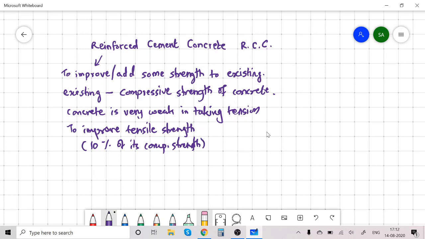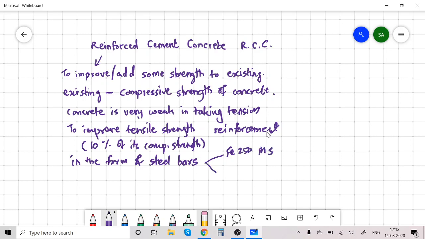So, to improve the tensile strength of concrete, reinforcement in the form of steel bars is provided. Steel bars may be of Fe 250, that is mild steel, or Fe 415 or Fe 500. Fe 415 and Fe 500 are known as Tor steel.